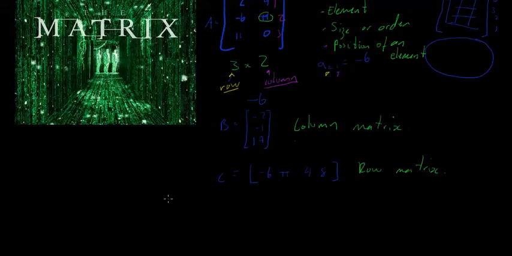The last type of matrix that we want to be introduced to here is a square matrix. Let's say that D is a square matrix. A square matrix is one where the number of rows and the number of columns is equal. So this guy here would be a 2 by 2 square matrix. So he is a square.